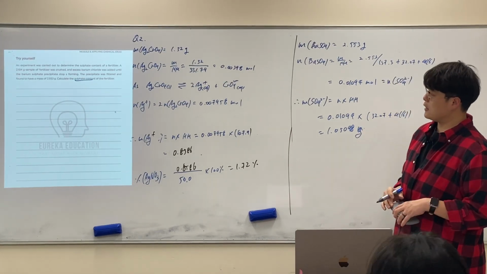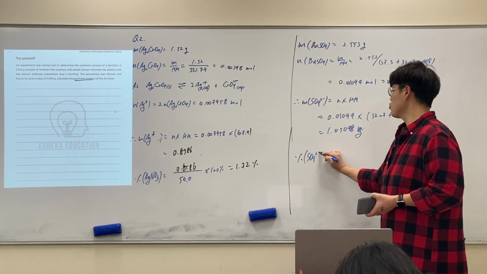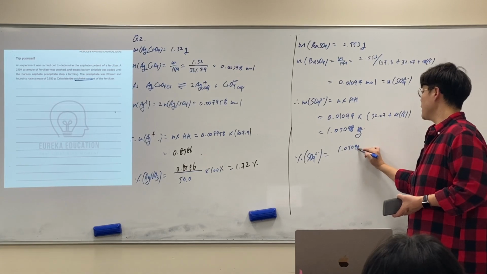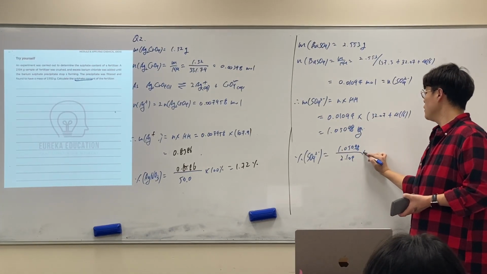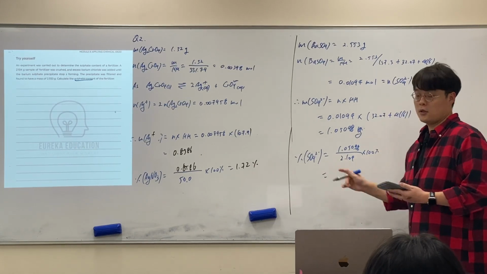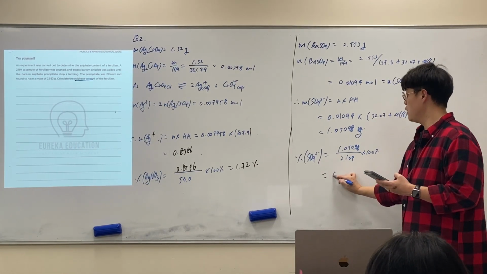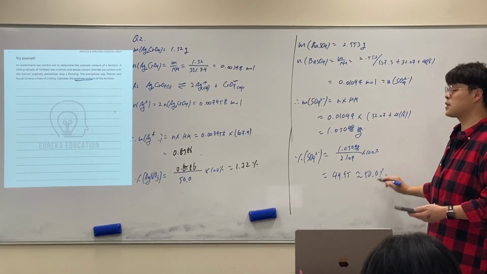So let's find the content percentage value of the SO4 2-. That would be 1.05098 divided by the mass 2.104, times 100%. So that divided by 2.104 and times 100, you get 49.95, approximately 50.0%.